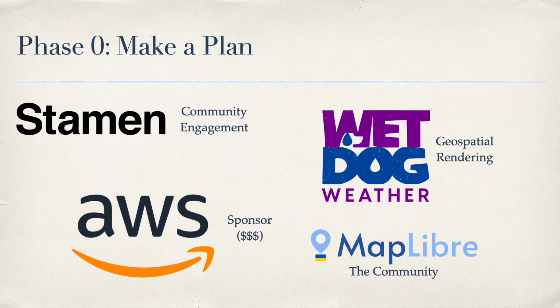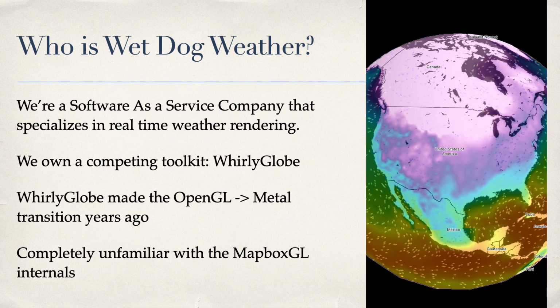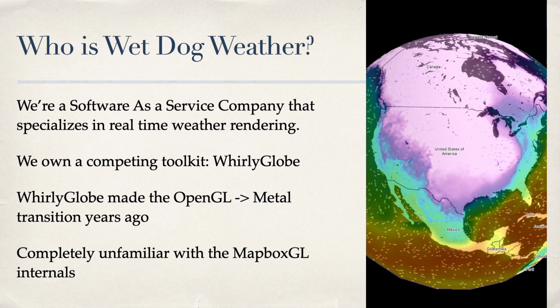AWS was involved, of course, being the sponsor, and then the community itself. And then we're sort of the odd ones out here. Wet Dog Weather is my company, and I'll explain how we were involved. But those four groups came together and made a plan. Well, why us? Stamen, AWS has the money, MapLibre is the community. Who the heck is Wet Dog Weather?